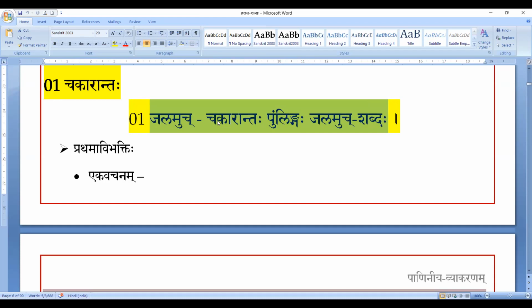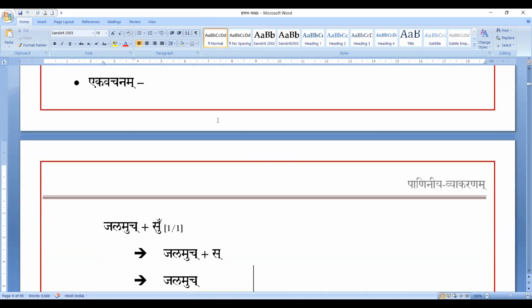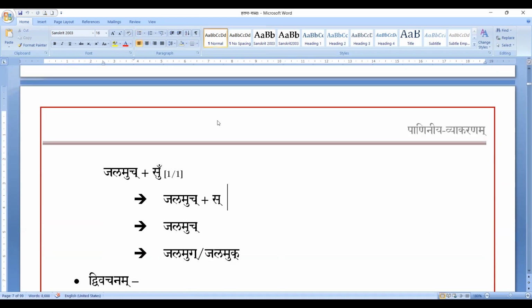Now, Jalamuch plus Su. What is Su? Su is Prathama Vibhakti, Ekavachanam. Ekavachana Pratyaya. The content of the Pratyaya is Sakara only. What name does the Pratyaya enjoy?